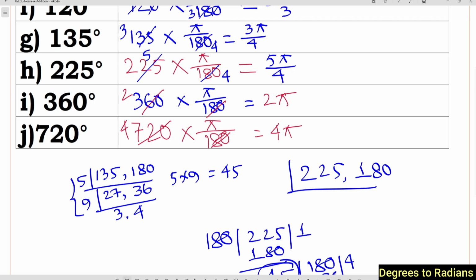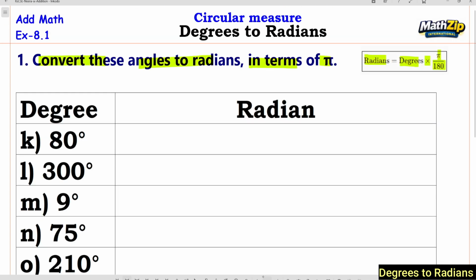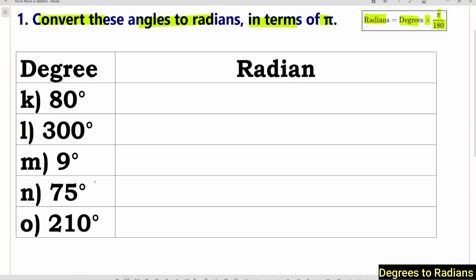Okay, very simple. So 10 problems are done, but we try to solve more. Here are 5 more. 80 degrees times pi by 180 becomes radians. We can divide 80 and 180 by 20. 80 divided by 20 is 4, and 180 divided by 20 is 9. So 4 pi divided by 9.